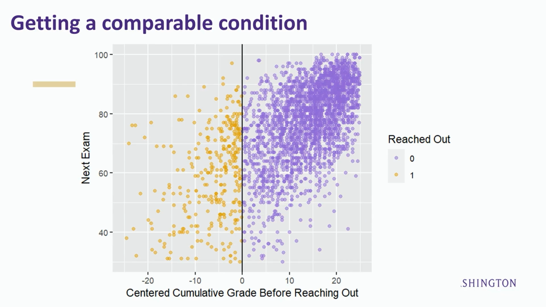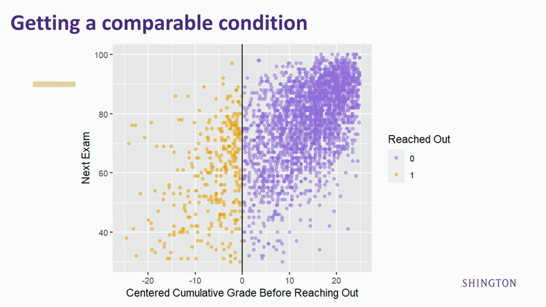This is the plot of their next exam score against the cumulative grade before reaching out. That's the criterion for applying this intervention. Purple dots were students who were above 71.5, so they didn't receive an intervention. And golden dots were students who really received the TA reaching out intervention.